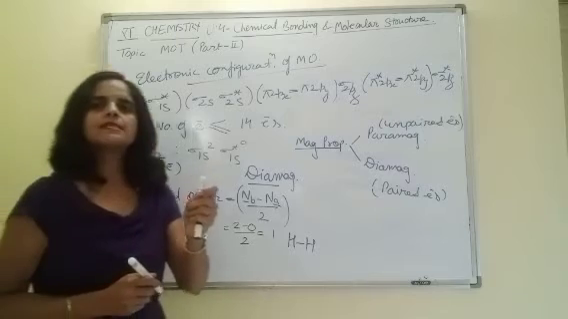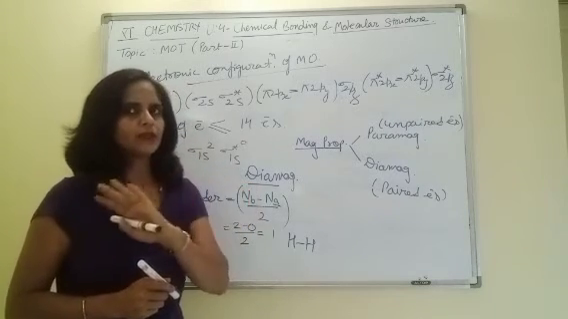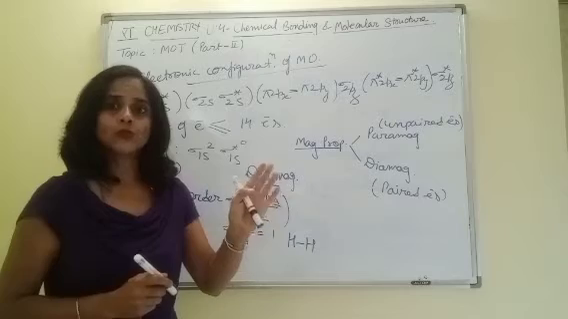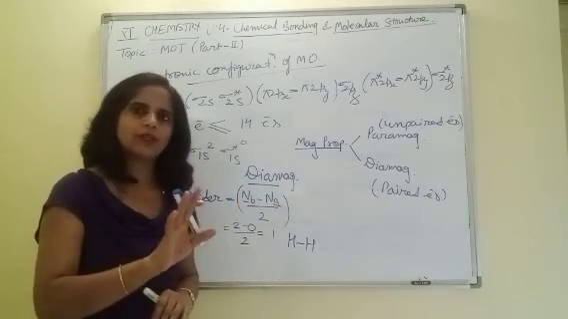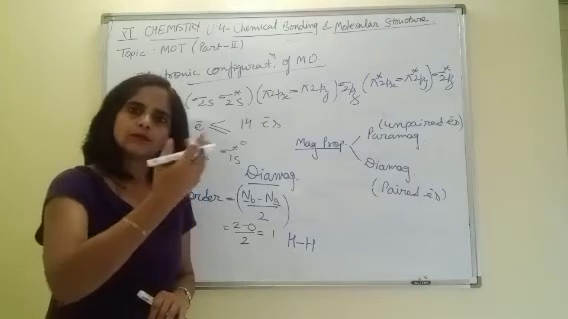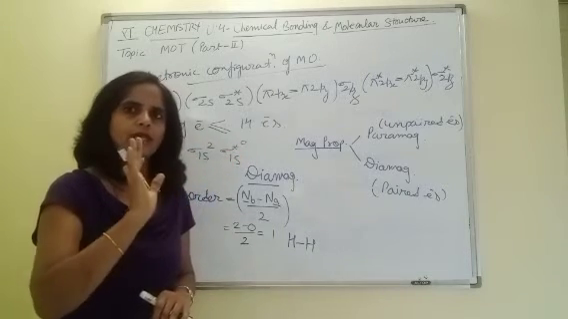If the bond order comes 0, the molecule does not exist. So it is easy to tell now whether existence is there or not. With 0 bond order, the molecule will not exist. More than 0, it will exist.